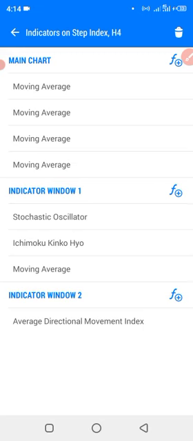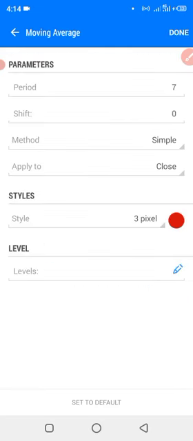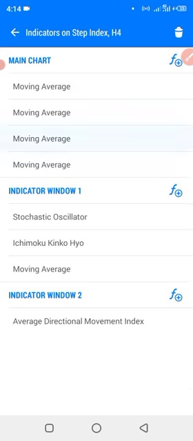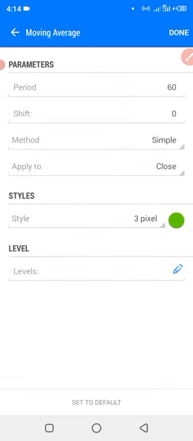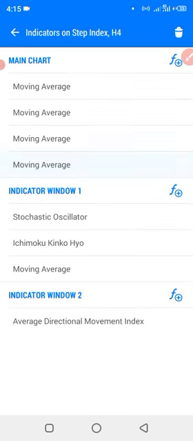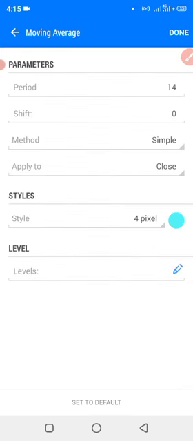Let's go to the second moving average. These are the settings: the period is 7, the method is simple, apply to close. This is the style. Now this is the 60 period moving average. This is how the settings are. You can screenshot it and do it yourself. And this is the 14 moving average. These are the settings for the 14 moving average.